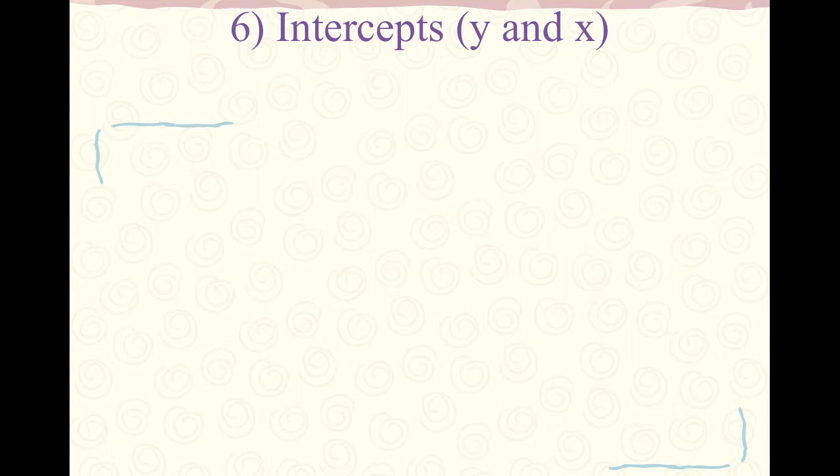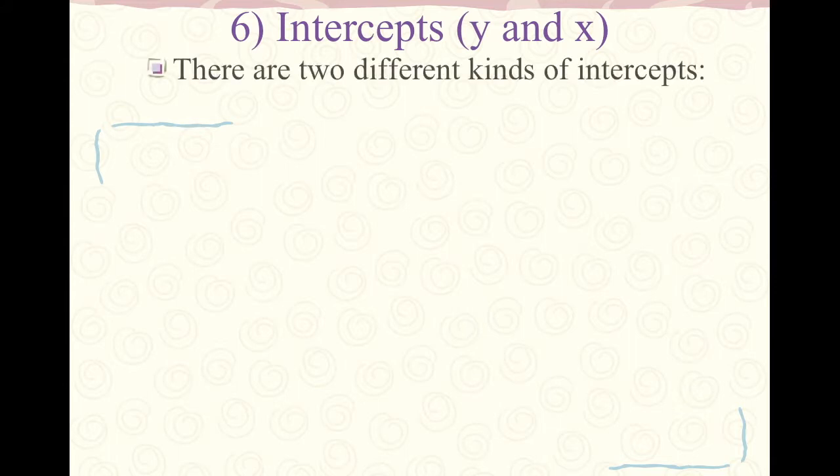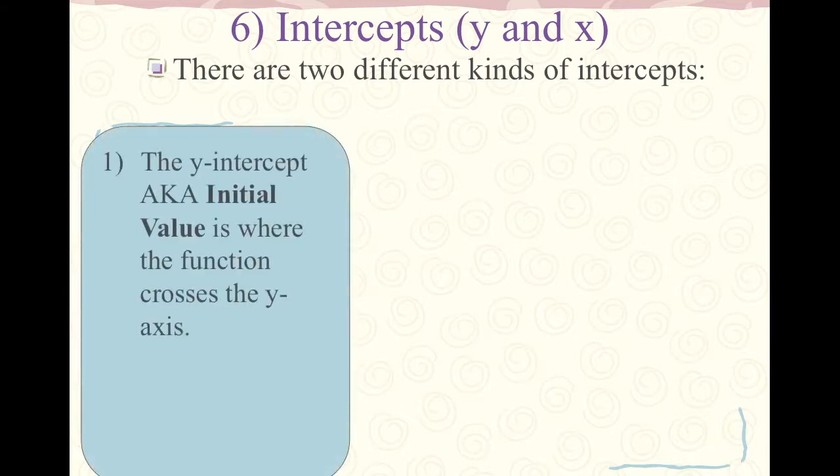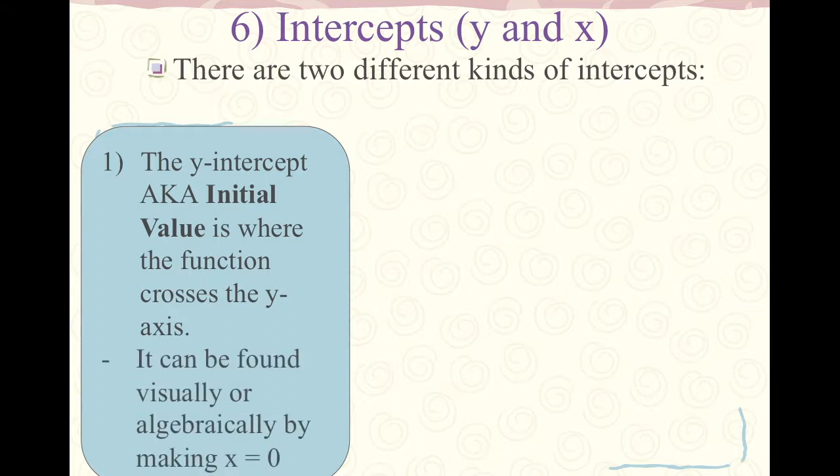Now, finally, the intercepts. You already really know one of them, but we'll talk about both. There are two different kinds of intercepts. The first one you should be very familiar with is the y-intercept, or the initial value, where the function crosses the y-axis. It can be found visually just by looking at the graph, or you can find it algebraically by making x equal to 0 in whatever function rule you're given.